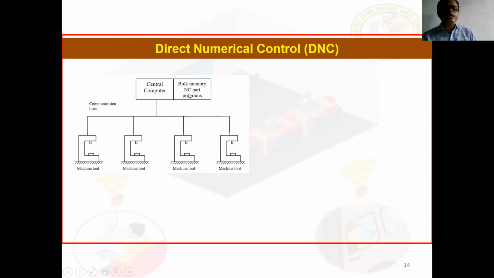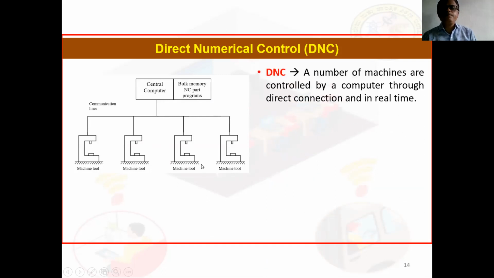So in this bulk memory, there are programs that are stored. NC part programs are stored in this bulk memory, and there is a central computer. There is one central computer, and it controls more number of machine tools. The communication to these machine tools is with the help of a telecommunication line. So with the help of the central computer and part programs, you can control more number of machine tools. That is direct numerical control.